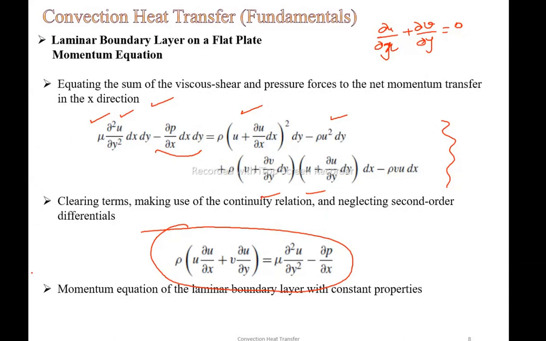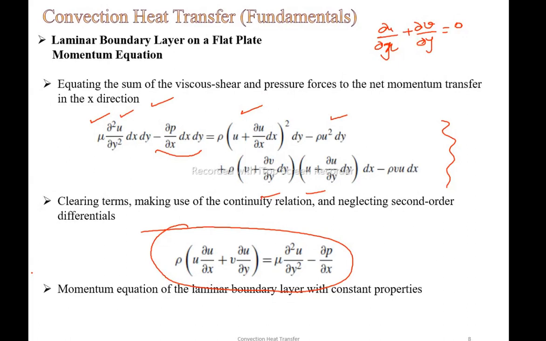So in a nutshell, what we have done is we have written physical laws in differential form: conservation of mass, conservation of momentum, in differential form for this particular case, laminar boundary layer over the flat plate. We'll make ample use of these deductions, so that we can see what the physics is, what really happens in this velocity boundary layer.